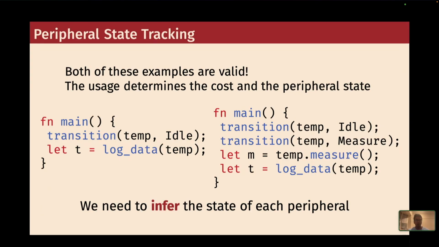And importantly, both of these examples are valid. And we want to be able to support expressive and practical peripheral usage. And importantly, the usage of these peripherals determines both the cost of the application as well as the precise peripheral state. So this motivates the need for state inference in order to have a precise understanding of the peripheral state.